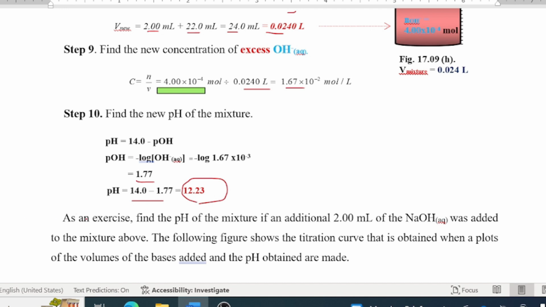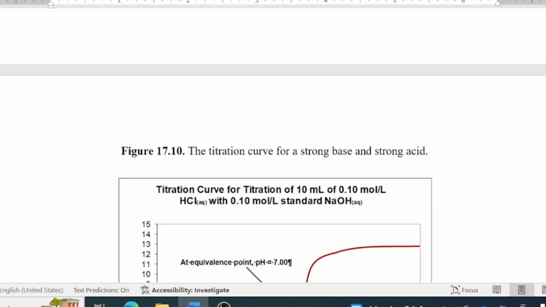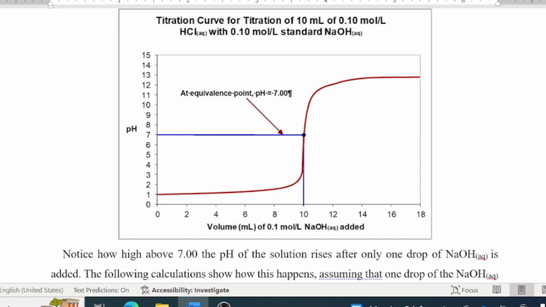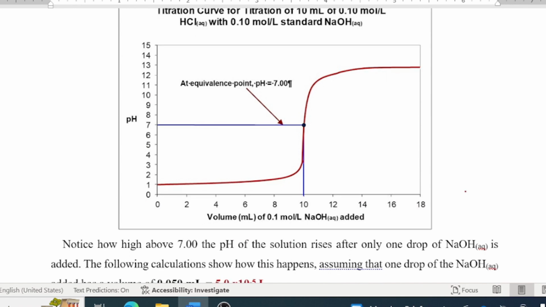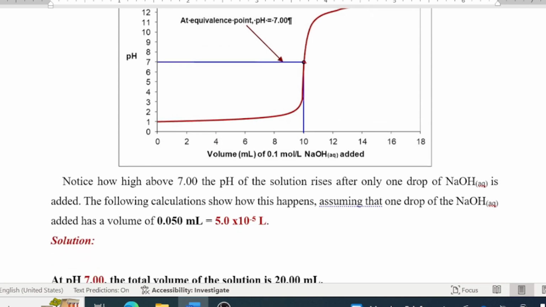So as an exercise, continue adding and do a few more based on what I've done for you. If you plot those values, you're going to get a pH curve like this. For a strong acid and a strong base, you get a line going up straight. This is the equivalence point, when the pH was 7. And the moment you start to add a little more, see how the pH pushes itself high up like that. We have a problem here.